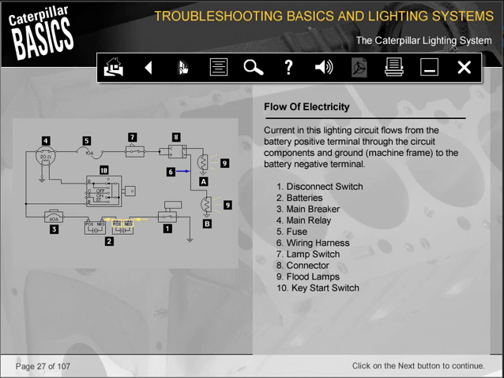Current in this lighting circuit flows from the battery positive terminal through the circuit components and ground, machine frame, to the battery negative terminal. 1. Disconnect switch. 2. Batteries. 3. Main breaker. 4. Main relay. 5. Fuse. 6. Wiring harness. 7. Lamp switch. 8. Connector. 9. Flood lamps. 10. Key start switch.